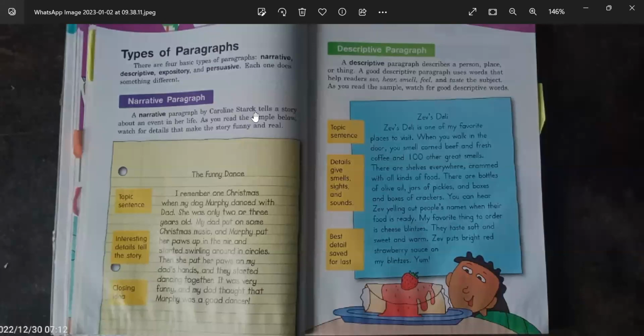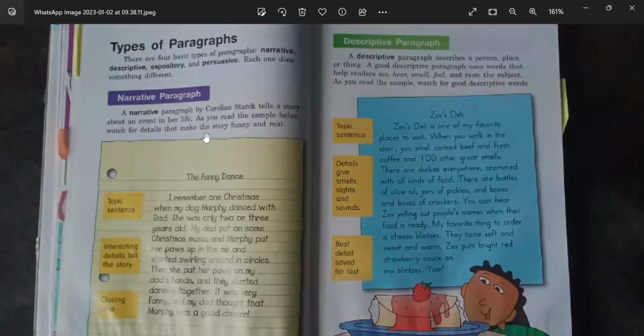Good. Okay. So let's look quickly at the types of paragraphs, okay? And I'm sure you are already familiar with these types of paragraphs. So there are 4 basic types of paragraphs. The first is narrative. Then we have descriptive, expository, and persuasive. Now, each one does something different. Every type of paragraph has a different function or different content, of course. So let's look at this one by one.